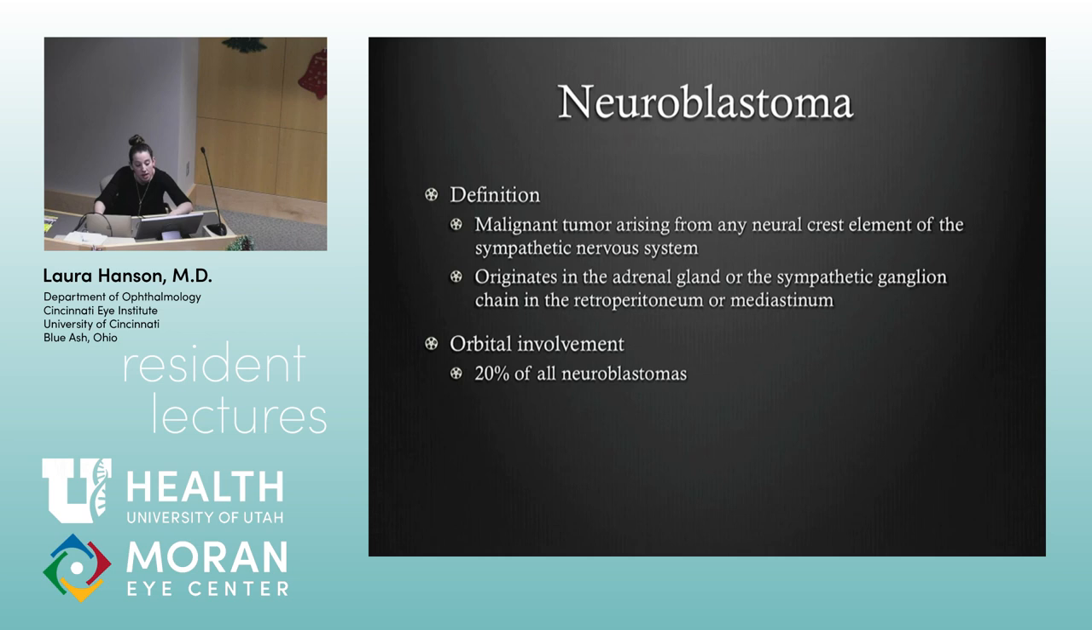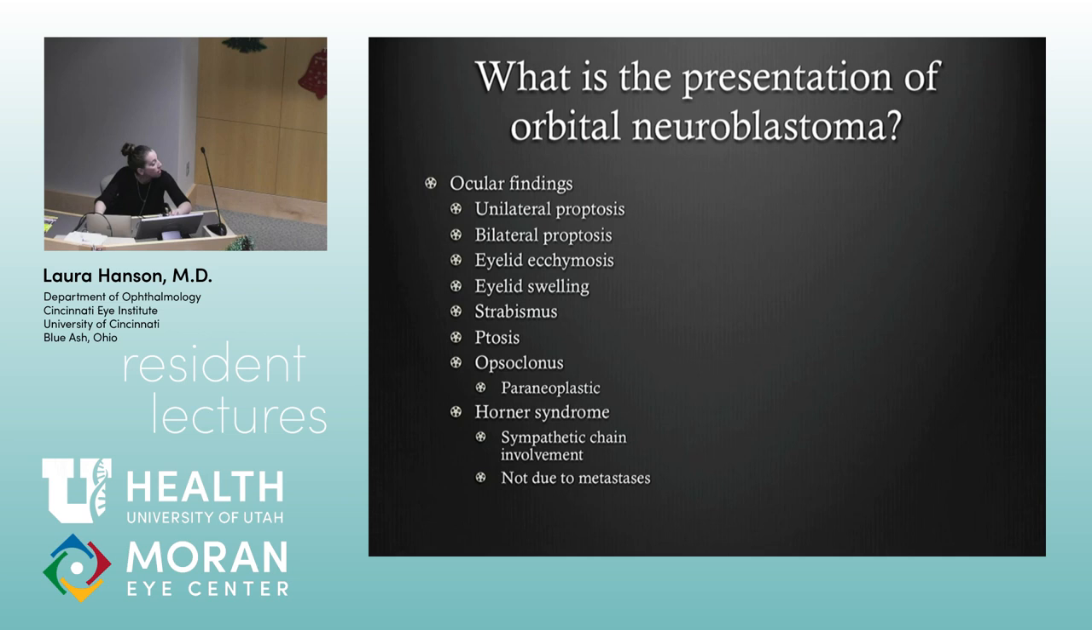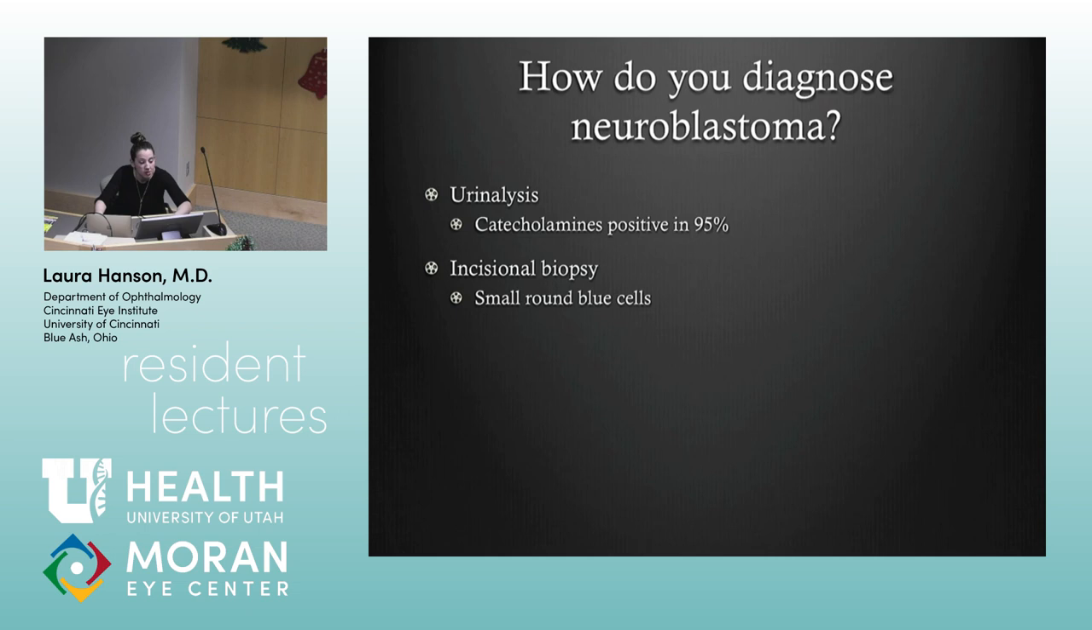And neuroblastoma, you're going to cover this elsewhere too, but if they talk about a kid that has sudden onset proptosis or eyelid swelling or eyelid bruising, especially if they're describing any type of nystagmus picture, then it should immediately make you think of neuroblastoma. And they may have Horner's with it, but you diagnose it by looking for catecholamines in the urine. You can biopsy it. Mean age of presentation is 2.